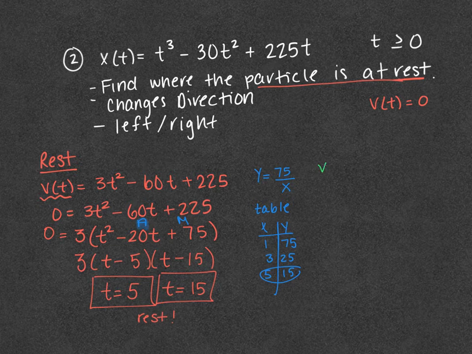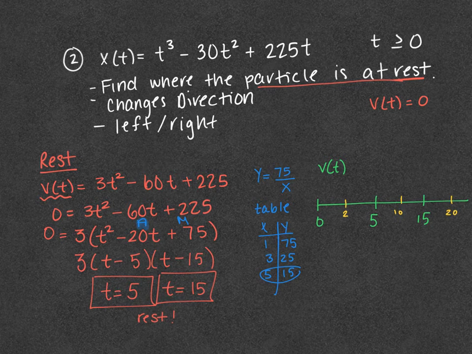So we have to make a v of t number line. And on the number line, we're going to put 5 and 15. Those are the times where it's at rest. And we're going to see where it's positive or negative. So I'm going to select a number to the left of 5, but don't go past 0. So it may not be a bad idea if we go ahead and put 0 here. So pick a number between 0 and 5, and we're going to test it. So I'm going to pick 2. I'm going to put it here in yellow. And between 5 and 15, I'll choose 10. And then a number after 15, I'll choose 20.